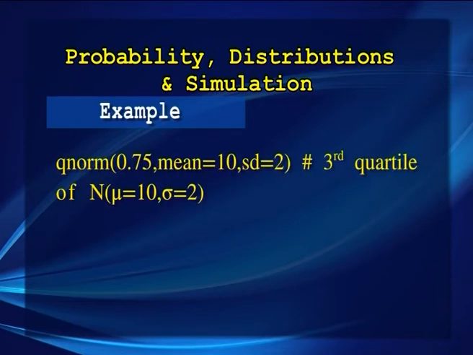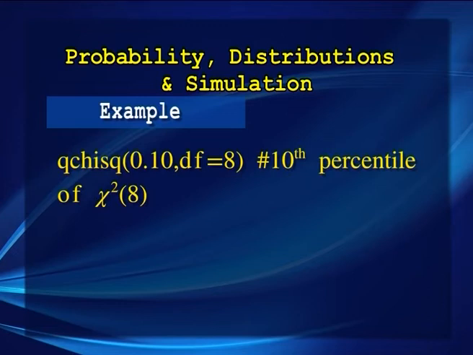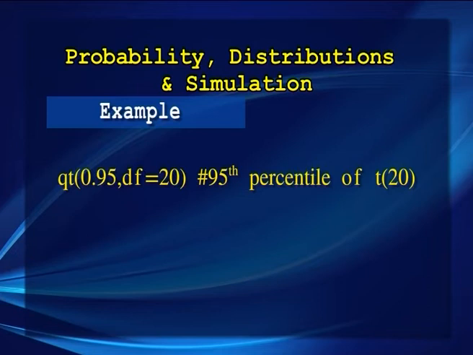qnorm(0.75, mean=10, sd=2). This will compute the third quartile of normal distribution, mu is equal to 10 and sigma is equal to 2. qchisq(0.10, df=8). This will compute the 10th percentile of chi-square distribution with degrees of freedom 8. qt(0.95, df=20). This will compute the 95th percentile of t20.